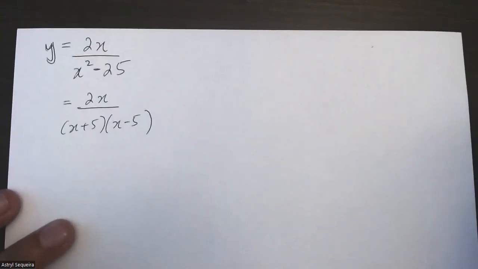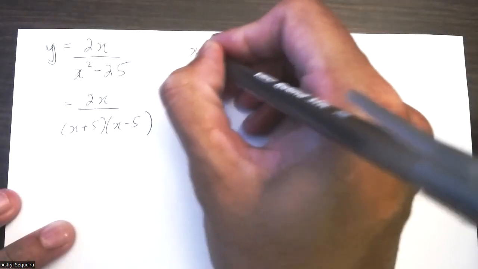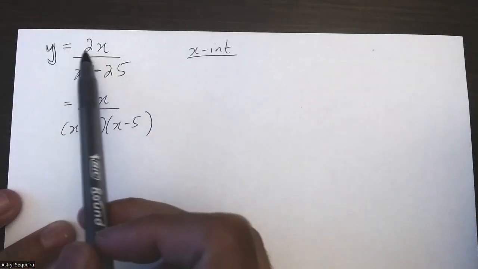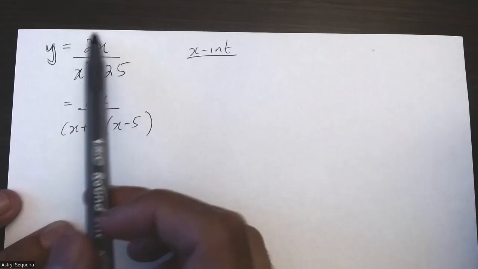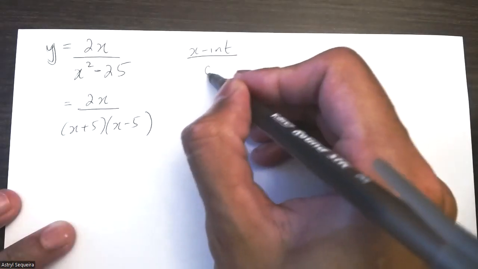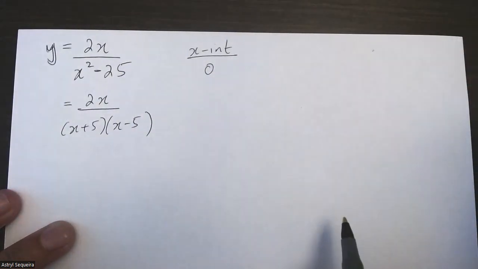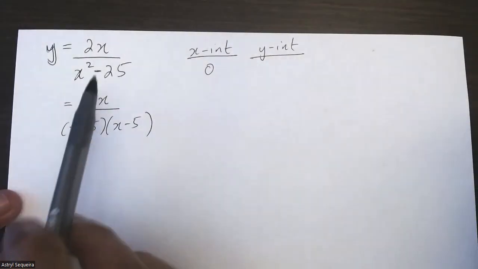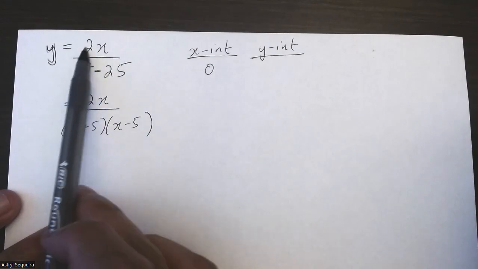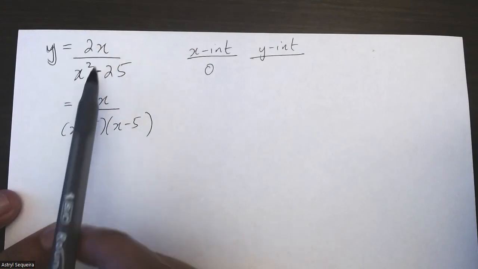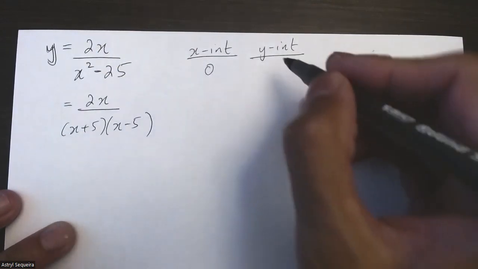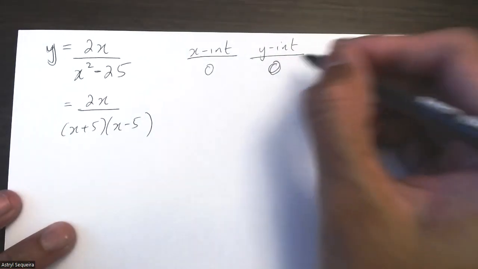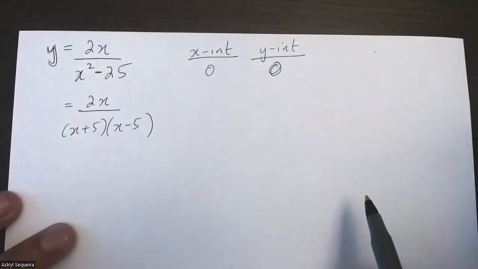So now we can start answering some of the basic things in the question, like let's start with the x-intercept. For the x-intercept, it's just the solution to the numerator, which in this case is just 0. And then for the y-intercept, I'm just going to sub in my x as 0. So 2 times 0 is 0. 0 divided by negative 25 is also 0. So our x and y-intercept are both 0. And typically, if you get one, you'll get the other.